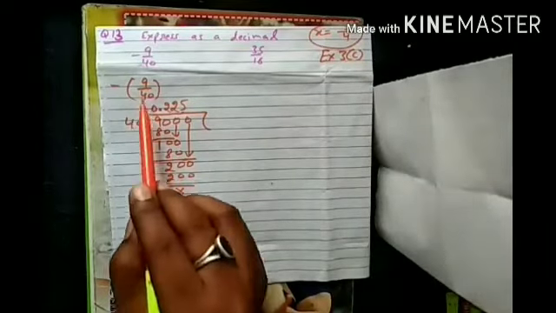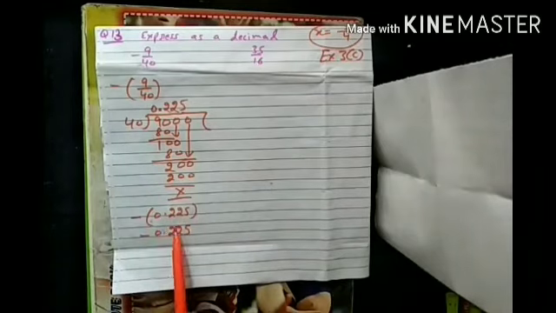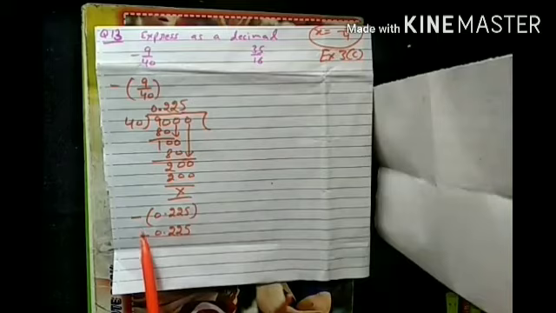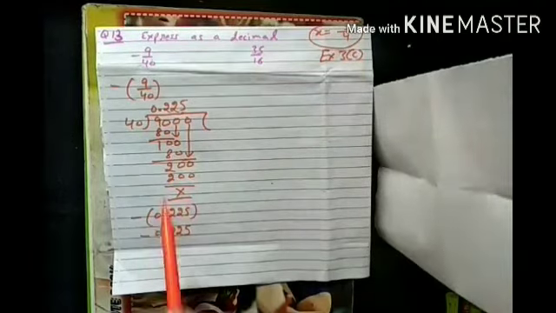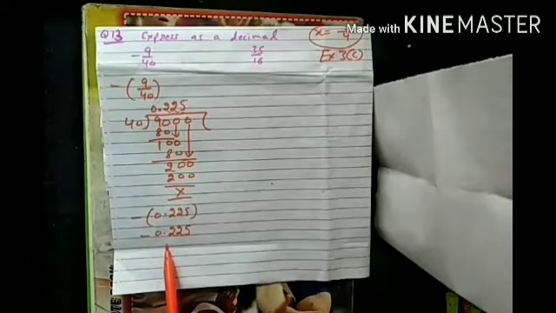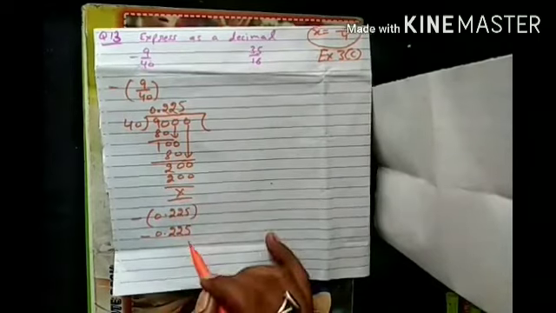I write in place of 9 by 40, 0.225, and now I will remove the bracket and write minus with this answer. So minus 9 by 40 can be expressed in the decimal form like this. This is the answer.